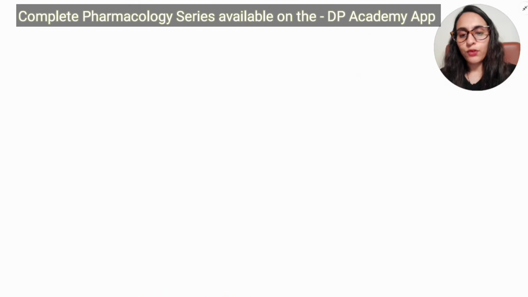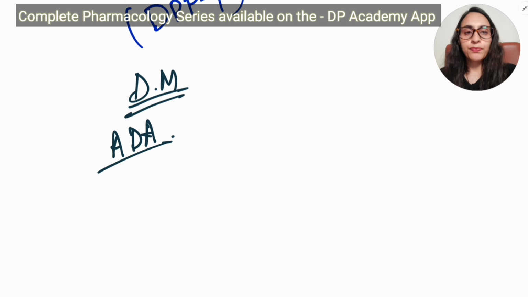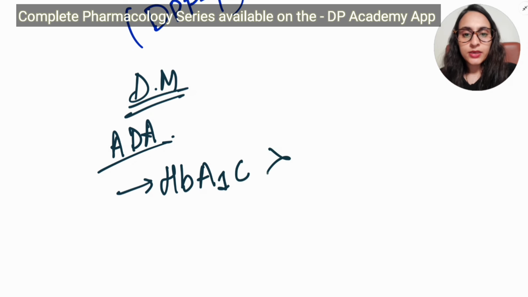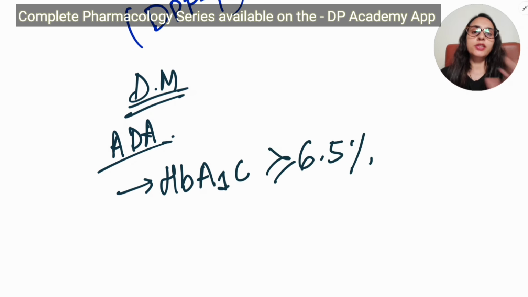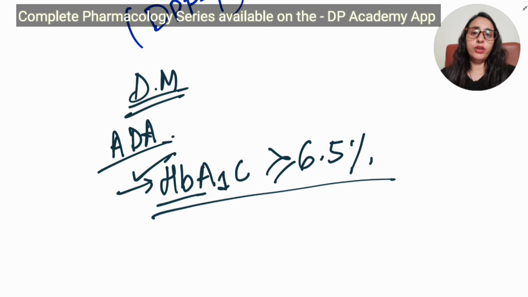So what is the diagnostic criteria? When do we say the individual is having diabetes mellitus? Very important, guys. According to the American Diabetes Association, the glycated hemoglobin, which is HbA1c, is more than or equal to 6.5%. This HbA1c test will tell about the past 3 months of blood glucose. So from the past 3 months, how is your blood glucose level? That is detected with the help of the HbA1c test. If it is more than or equal to 6.5%, we can say the person is diabetic.